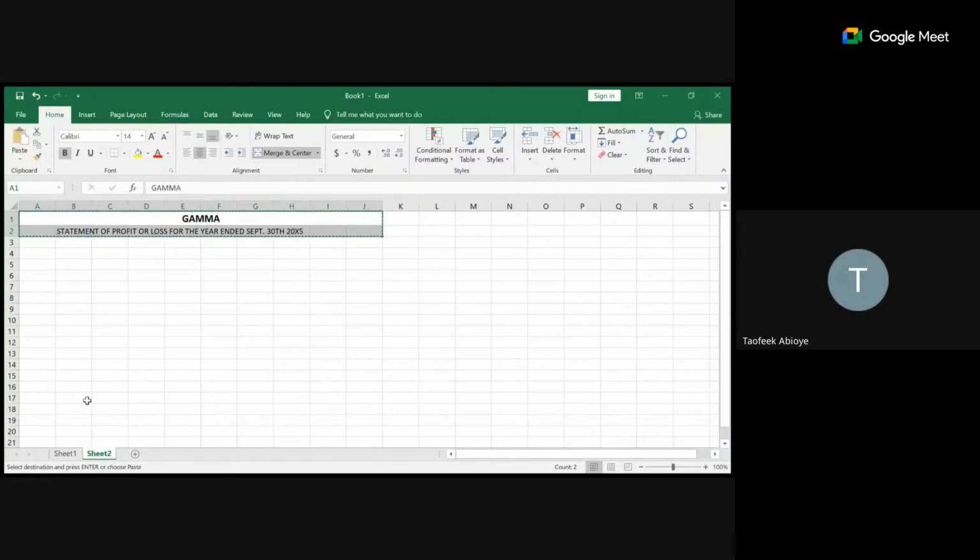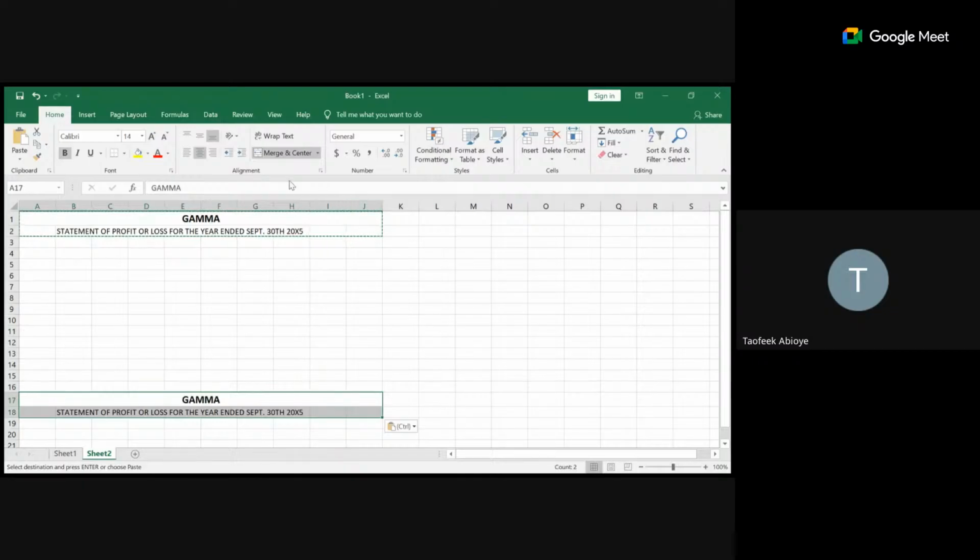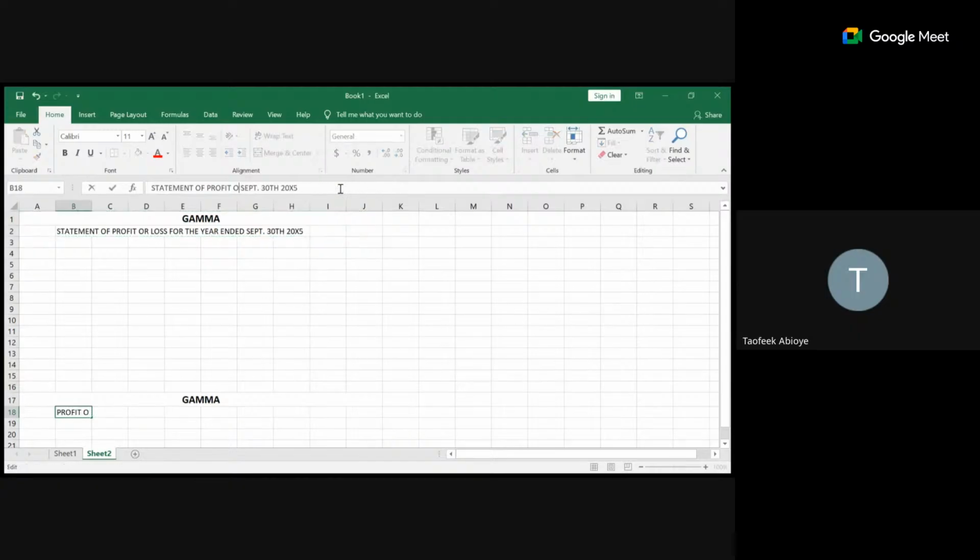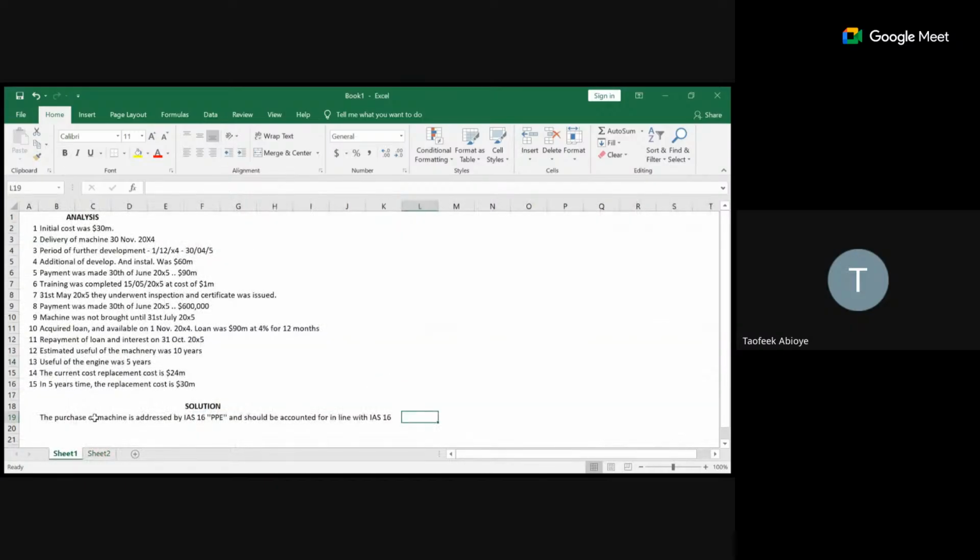Let me just copy it and paste it here. So let me call this statement of financial position, because we have to show all these figures. How is it going to be shown in our financial position? Statement of financial position as at September 30th. Okay, so let's do it like this. Now we are going to explain and we are going to show.